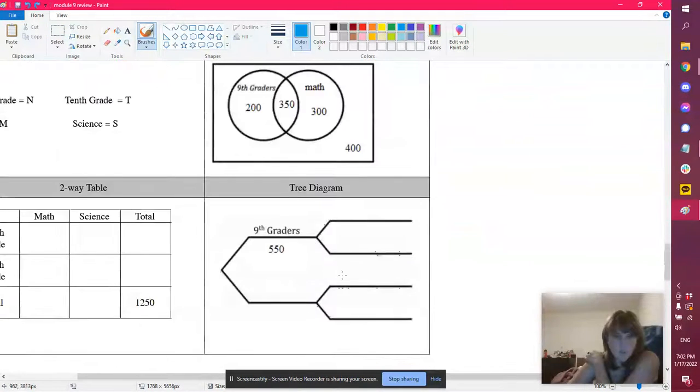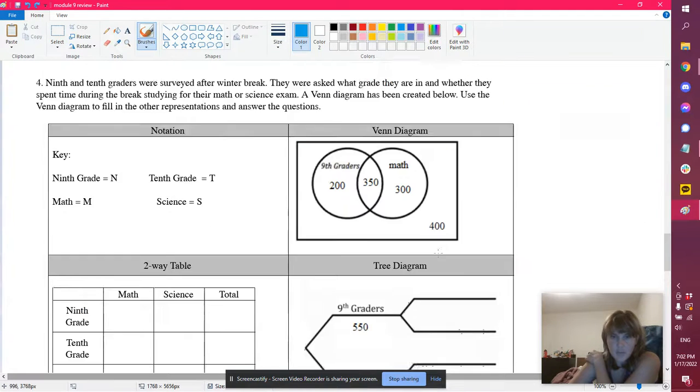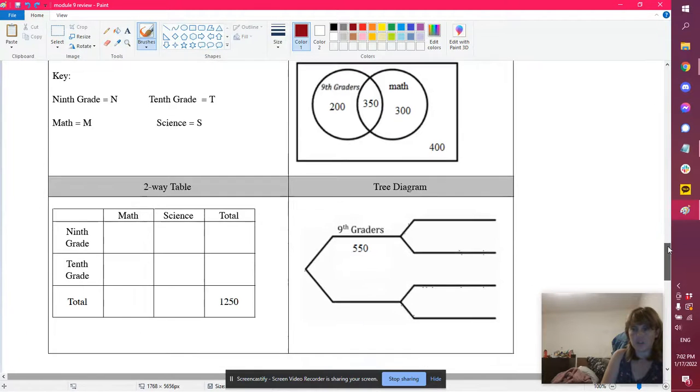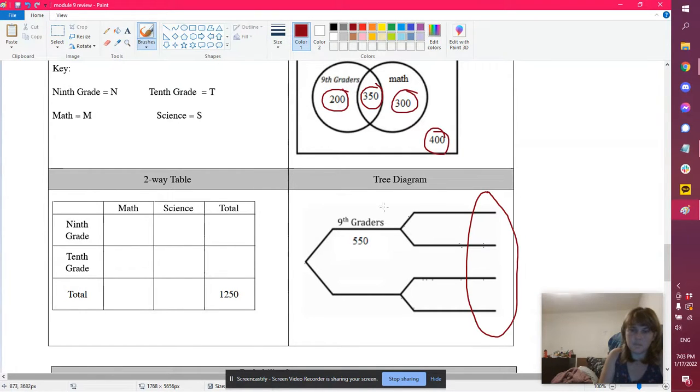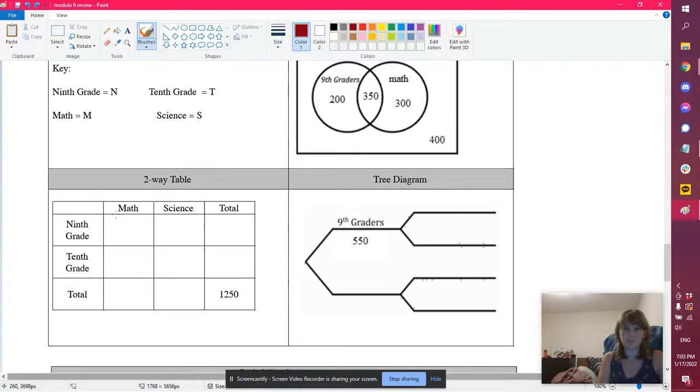Then last one, but many parts, of course, because it's a math test. 9th and 10th graders were surveyed after winter break, and they were asked what grade they're in and whether they spent time during break studying for their math or their science exam. A Venn diagram has been created below. We're going to use the Venn diagram to fill out the other representations and answer the questions. So again, we're given a Venn diagram, and we want to port this over here. These 4 numbers, where do they show up? They show up over here, and they show up in these 4 spaces. So we should expect these 4 numbers to show up in all 3 of our representations.